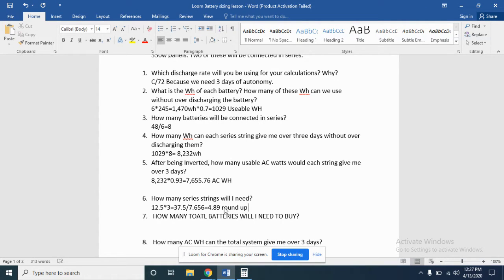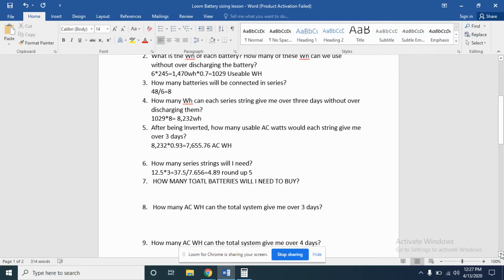So round up. So 5 is our answer. I'll need 5 series strings of these batteries that I've already calculated in order to provide enough AC power to run my average daily load for 3 days. Some of the other questions it's going to want to know about is how many batteries do I need to buy? Well, if I've got 8 batteries in each series string and I need 5 series strings, that means that I'm going to need 40 batteries total.